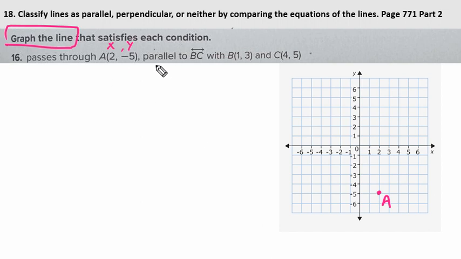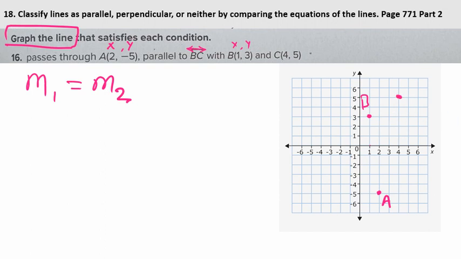Parallel to. So when you talk about parallel, the slope should be the same. Parallel to line BC. B: x is 1, y is 3. This is point B. C: x is 4, y is 5.